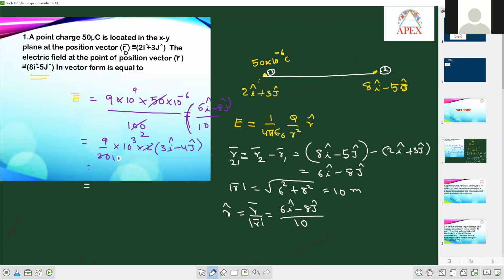So this is 10 only, na? Finally 9 into 10 cube by 10, that is 10 square into 3 I cap minus 4 J cap. So this is finally 900 into 3 I cap minus 4 J cap. So that is the final value for electric field intensity at a point 2 as I considered due to the charge placed at point 1. What is the charge? 50 microcoulomb. The answer is 900 into 3 I cap minus 4 J cap.